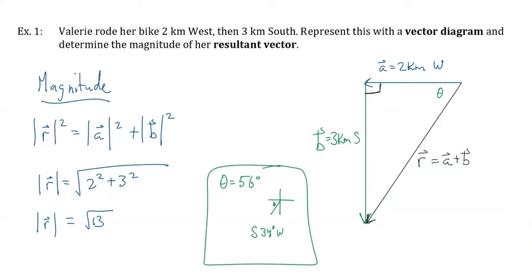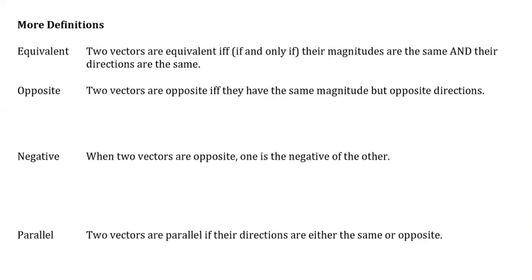These, for the most part, are intuitive. Equivalent. Two vectors are equivalent if and only if, that's what the IFF means, you've probably seen that before, their magnitudes are the same and their directions are the same. That's what we mean by equivalent. Something very interesting about that idea is going to come up in a little bit.